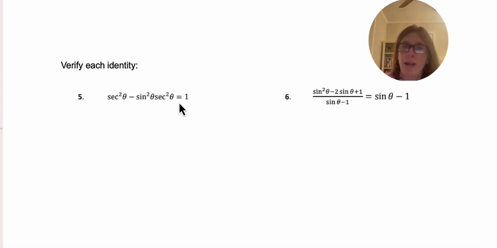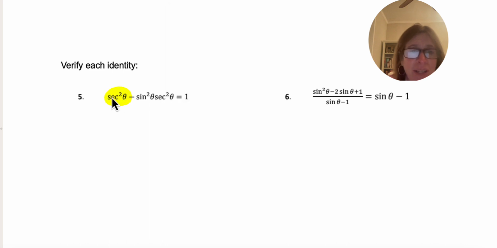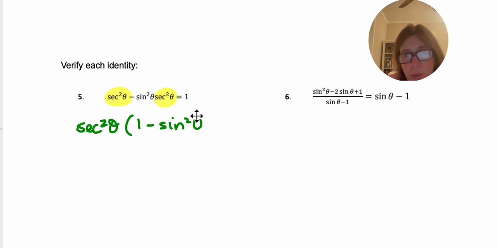When there's a square in it, I start to think of algebraic techniques such as factoring or using one of the Pythagorean identities. Here, I have to kind of notice that I have a secant squared theta in both terms in my binomial. So I'm going to factor that out. If I factor that out, I'm going to be left with 1 minus sine squared theta. Now remember, I'm trying to equal 1. So I have to think about that. That means everything on the left is going to end up having to cancel.